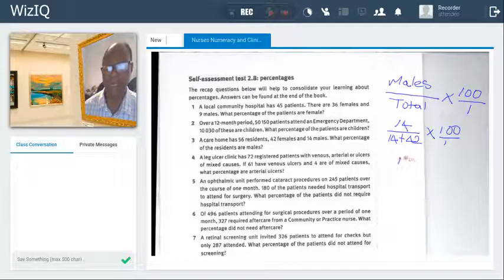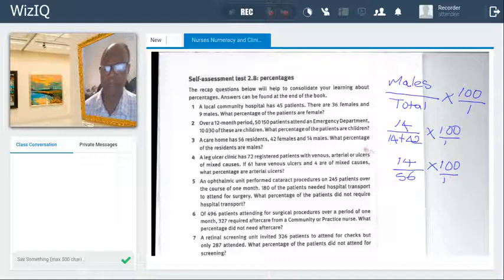So it's going to be 14 over 14 plus 42, that's 56, which they have already given you as a total. And then you multiply by 100 over 1. As I said, every number you write is divided by 1, but we don't write it. Okay, so then let's see.